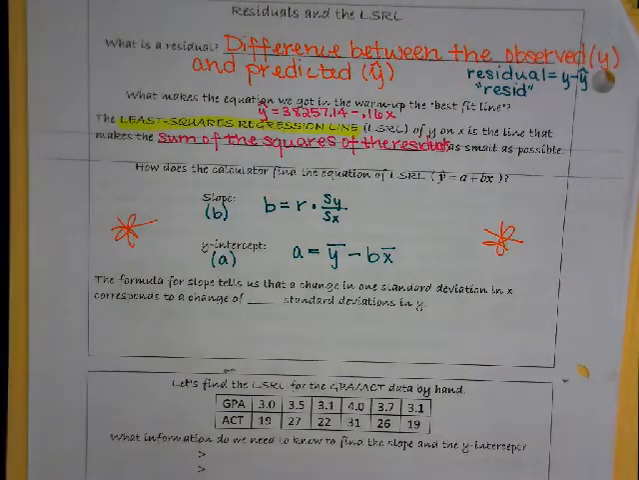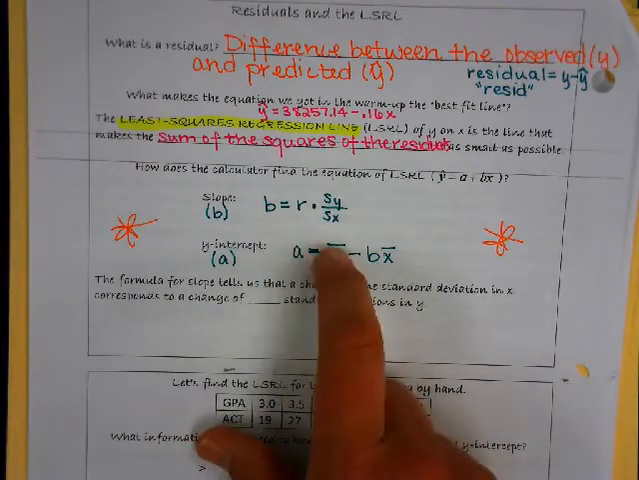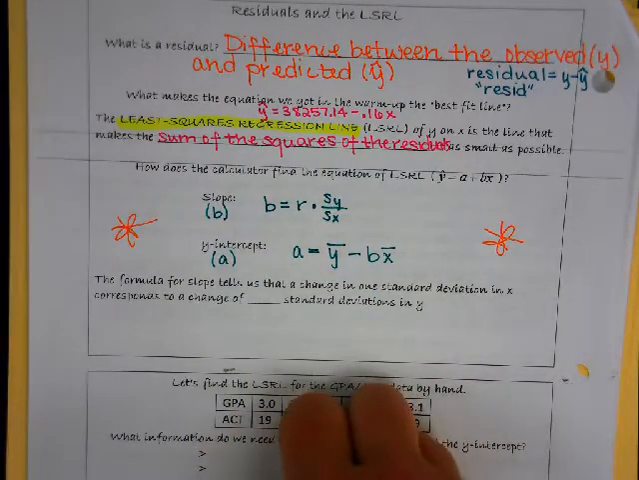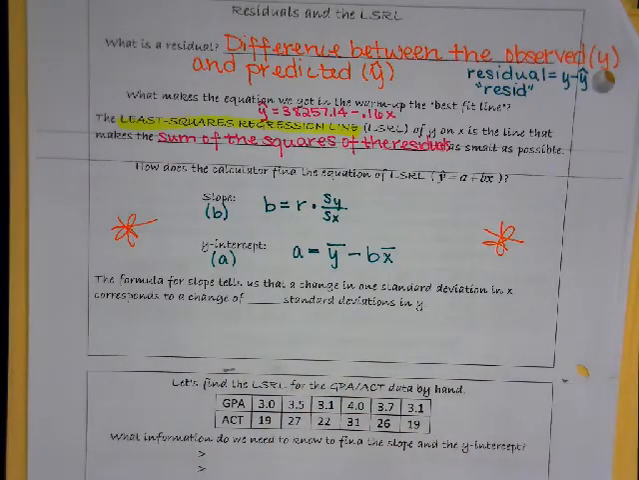So the formula for slope tells us that a change in one standard deviation in x corresponds to a change of blank standard deviations in y. Anybody know what the change in the standard deviations in y is? It's in the formula. What is standard deviation of? You put it in your calculator and you do 1-var stats. I'm going to show an example in a minute. Nobody? R. It is r.